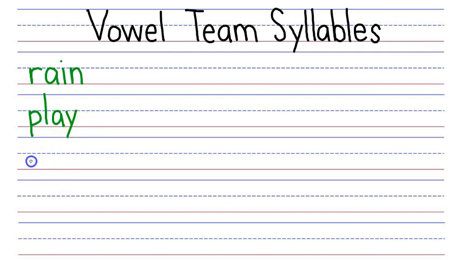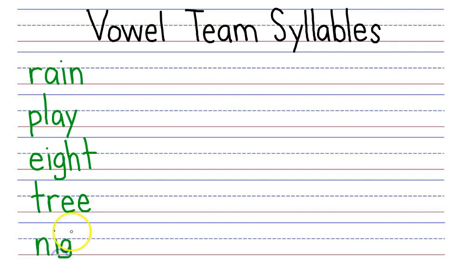Next we have eight. Eight is spelled with a four-letter phonogram, E-I-G-H, that says A, and a T that says T. A, T, eight. And then tree. Tree is spelled with a T that says T, an R that says R, and the double E phonogram that makes a long E sound. T, R, E, tree. Next we have night. Night is spelled with an N that says N, a three-letter phonogram, I-G-H, that says I, and a T that says T. N, I, T, night.